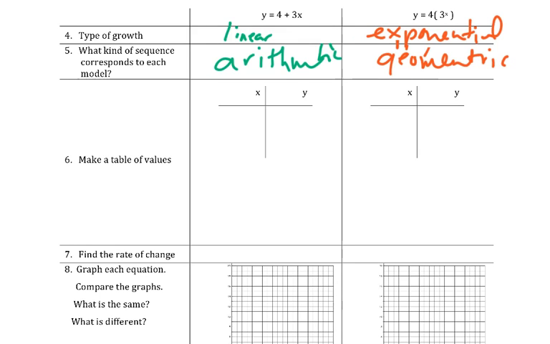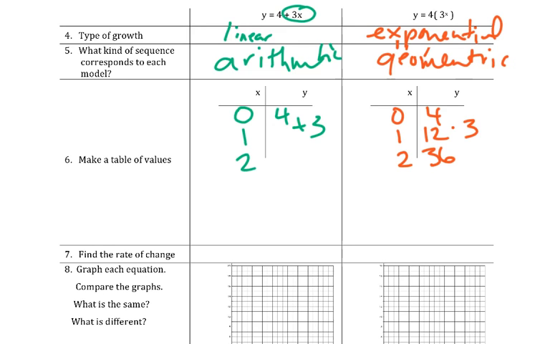Okay, if we make a table of values, we start with 4 on both of them. So 0, 4, 0, 4. This one we're timesing by 3 each time. So 1, 2 would be 12, 36. Here we'd be adding 3 each time. So 1, 2 would be 7, then 10.